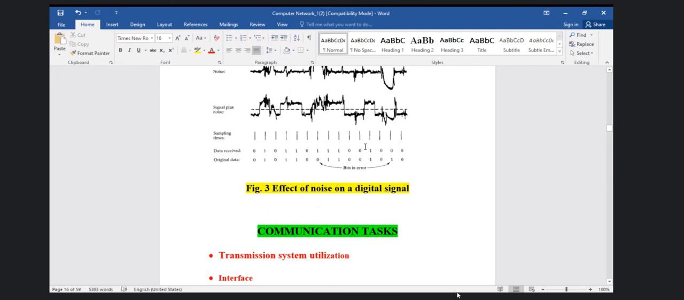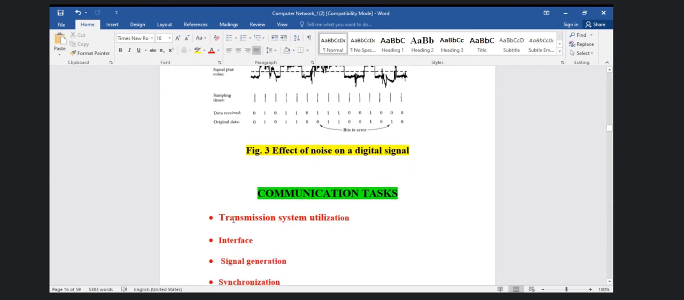Now, when we are going to transmit a signal from the sending end side to the receiving end side, we have to do some work, and that falls under communication tasks. First one will be transmission system utilization. We can utilize the transmission system more economically, so that we can reduce the cost of transmission if we can send more than one piece of information through the same transmission system.